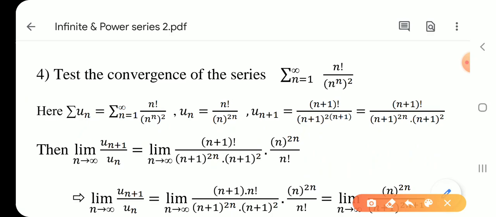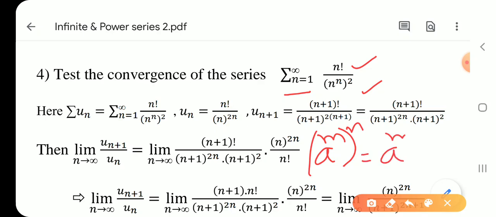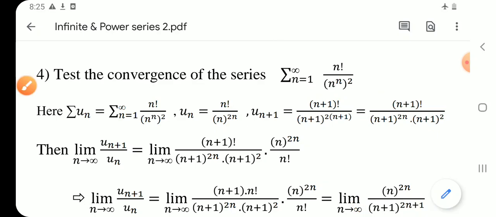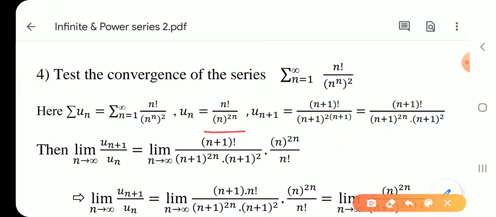Test the convergence of the series sigma n is equal to 1 to infinity (n factorial by n to the power n) whole square. Here you have already studied in laws of indices: a to the power m whole to the power n can be written as a to the power mn. Same thing we will do here. (n to the power n) whole to the power 2 is there. So we will simplify it and write as n factorial by n to the power 2n.